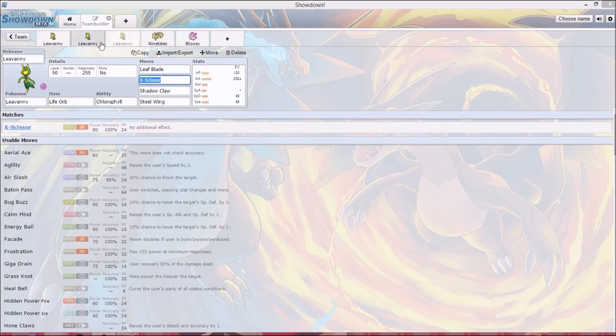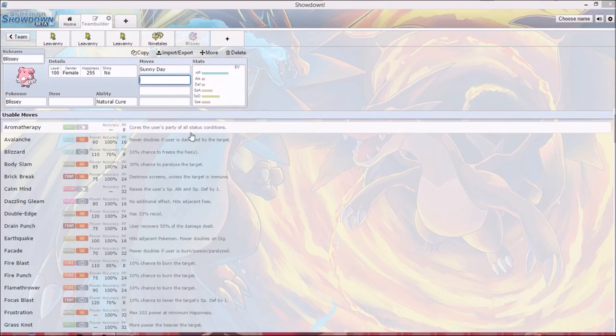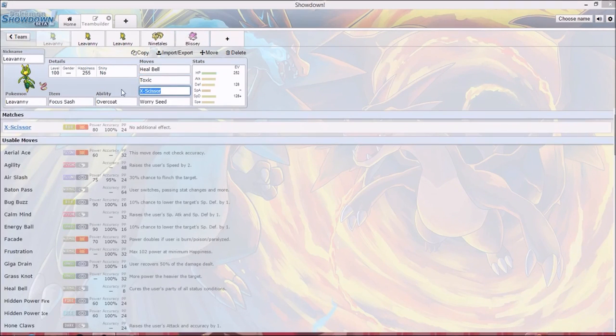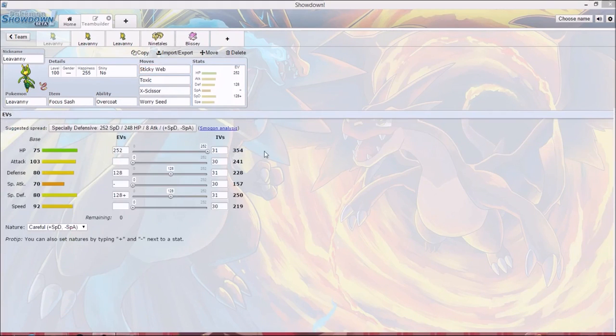You lead with your Leavanny. It has its Focus Sash proc, and it sets Toxic. You switch out into Blissey with normal EVs. Blissey sets the Sunny Day, and then goes for a Healing Wish. And then you bring in Leavanny, it's fully healed. And then you go for an X-Scissor, or you go for a Worry Seed, or a Heal Bell. It just gives you more usability on the setup one. Instead of Heal Bell, you could also run Sticky Web, but it depends on what you're trying to do.